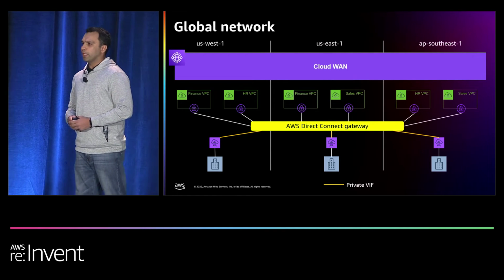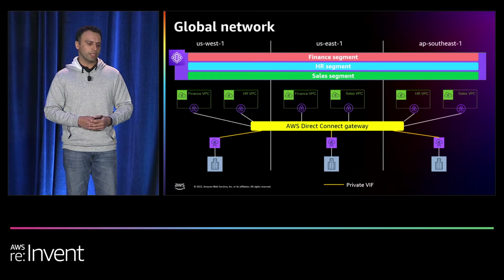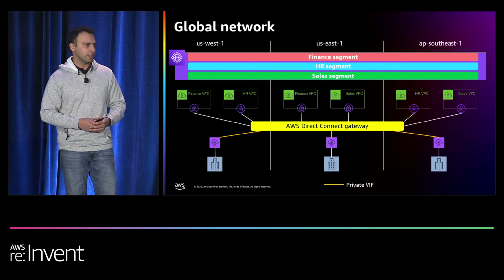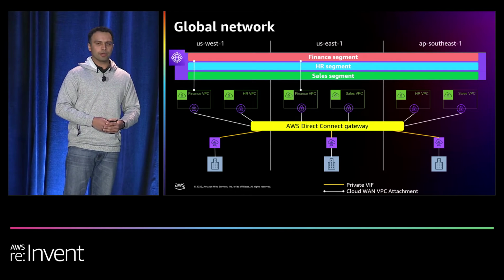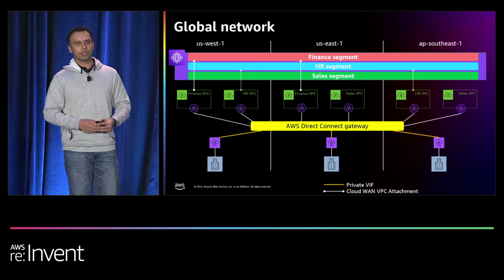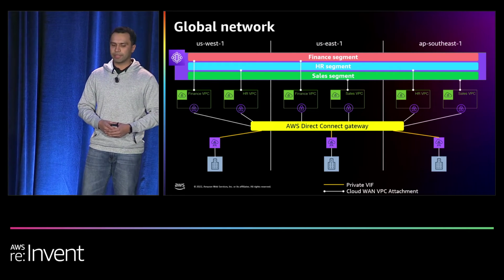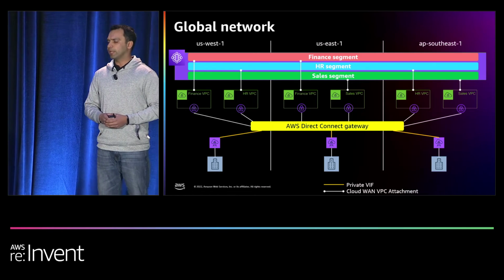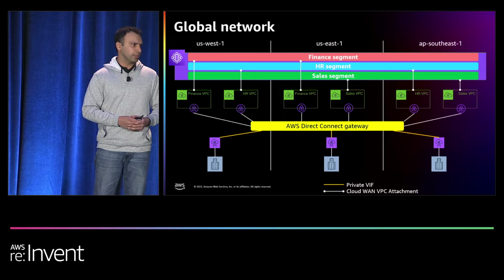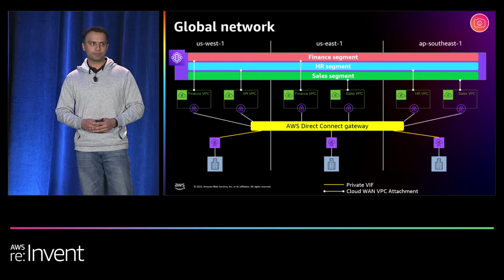In this example, we have three departments. So we create three Cloud WAN segments, one each for finance, HR, and sales departments. Then the finance VPCs connect into the finance segment, the HR VPCs connect into the HR segment, and the sales VPCs connect into the sales segment. So net-net, this is the target deployment that we'll be building over the next 25 to 30 minutes. And I'll let you take a picture of this target deployment.